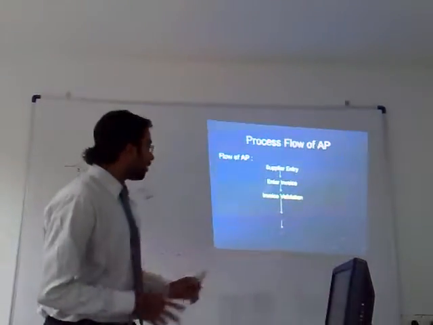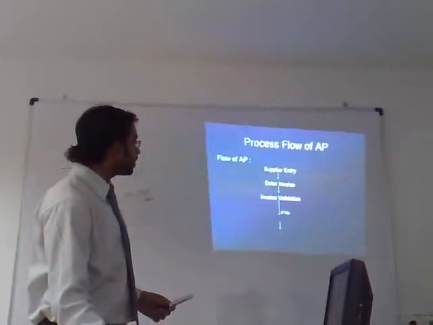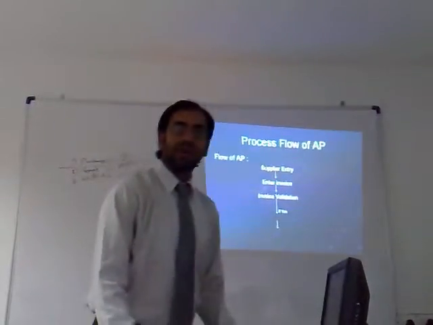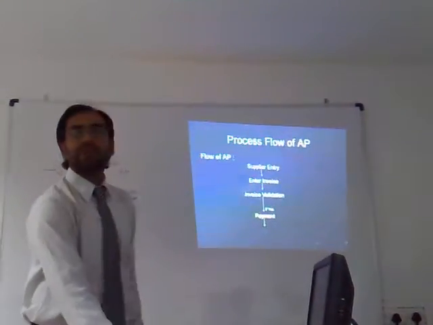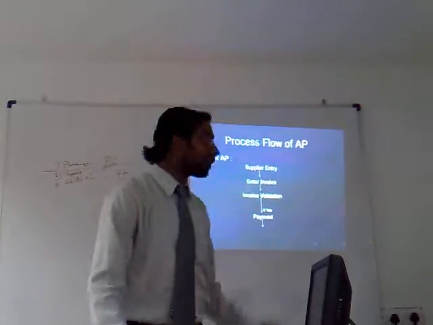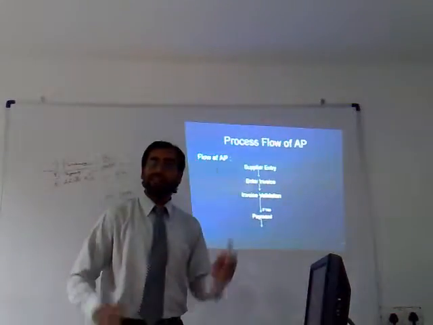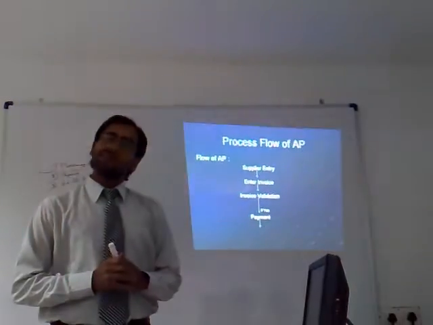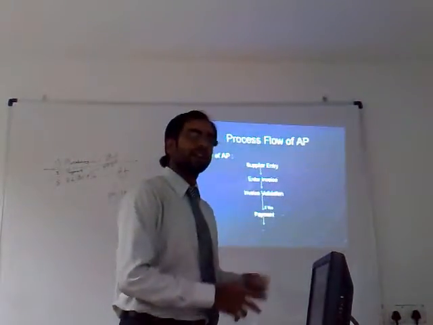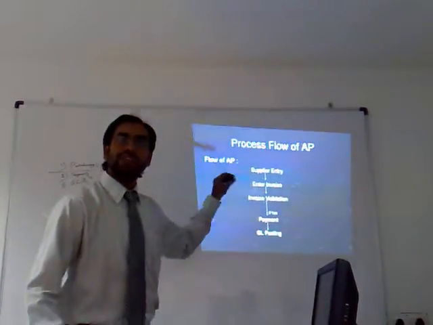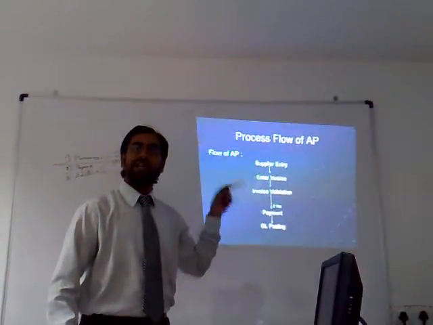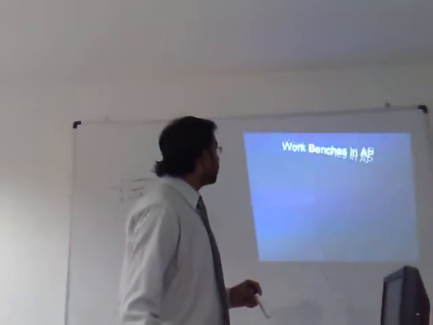Then, if the validation passes, if it is clear and validated, we do the payment. That's so obvious. Validation is nothing but accepting that yes, your invoice is correct. We have accepted, we got this material, so we have to pay. And once we pay, obviously, GL is always there. GL has to be updated with the accounting information.